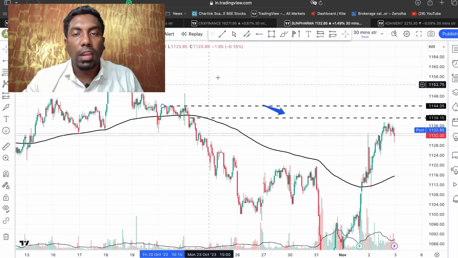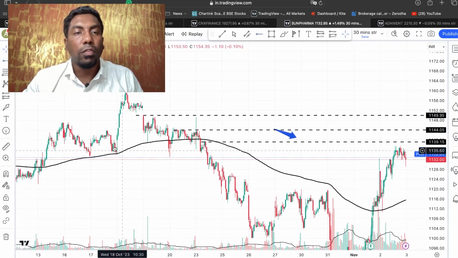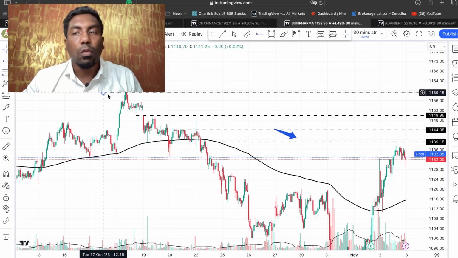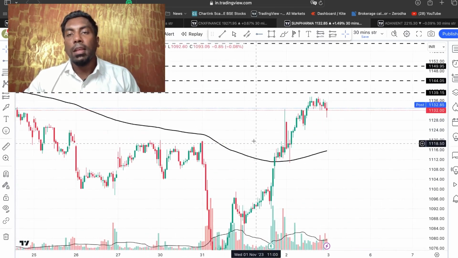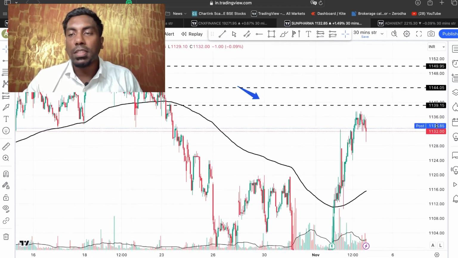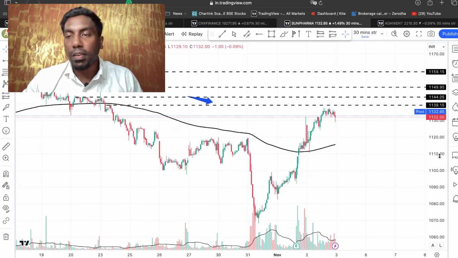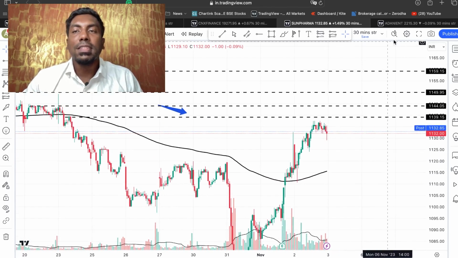The first target which I would suggest is 1144. After that you can go for 1149, and after that finally you can go for 1159. So these are the levels for Sun Pharmaceuticals, because on the downside I would suggest don't go for the trade, as the market is too volatile and will give you a trap. So these are the levels in Sun Pharmaceuticals.